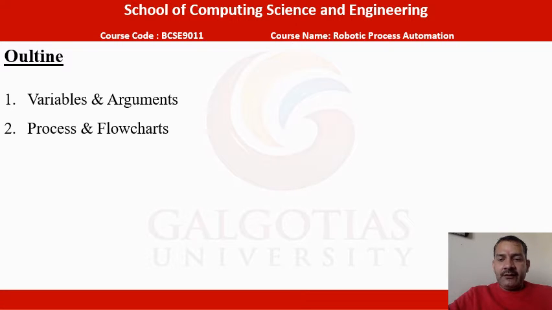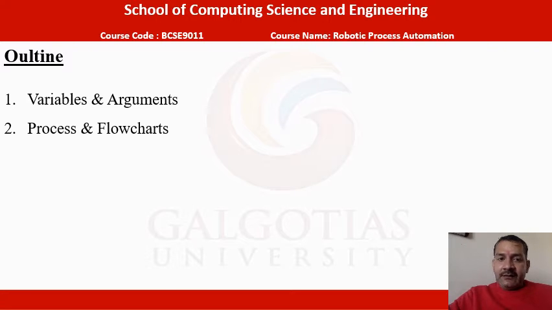We have already discussed the decision activities, or decision statements. In today's lecture, we will start with variables and arguments, and then the process and the flowchart. You are all familiar with variables and arguments. I have told you many times that if you are familiar with any programming language, even 0.5 to 10%, you can understand these programming constructs, which you have already studied in previous semesters. What is a variable? What is an argument? No issue, don't worry.